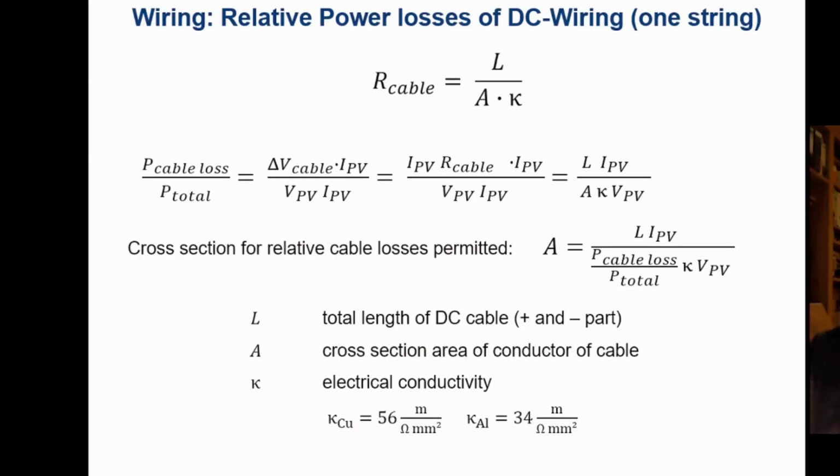This is just a repetition from the lecture. You have this transparency here where it shows the formula once again, and here we have the electrical conductivity of copper. This is 56 meters per ohm per square millimeter. For aluminium we don't have to consider it, it's only asked for copper wires.